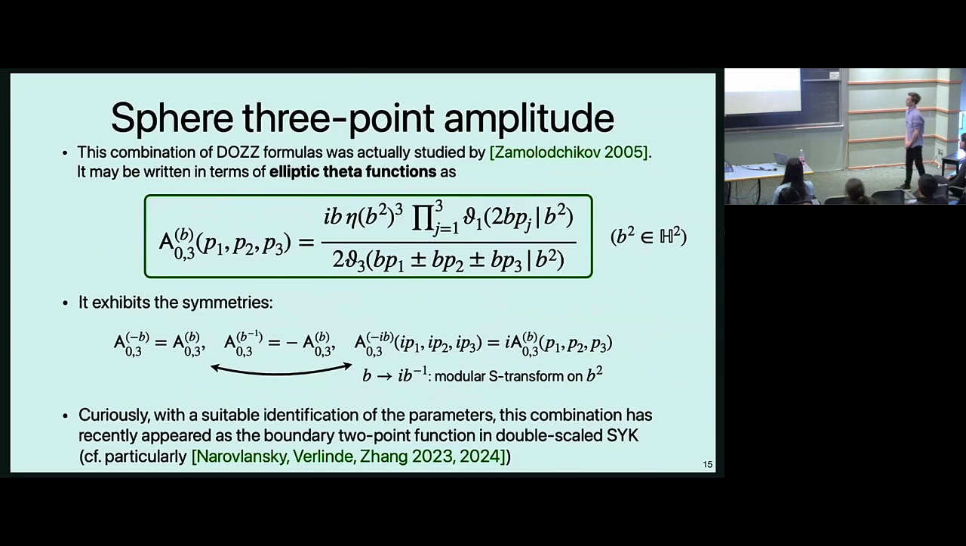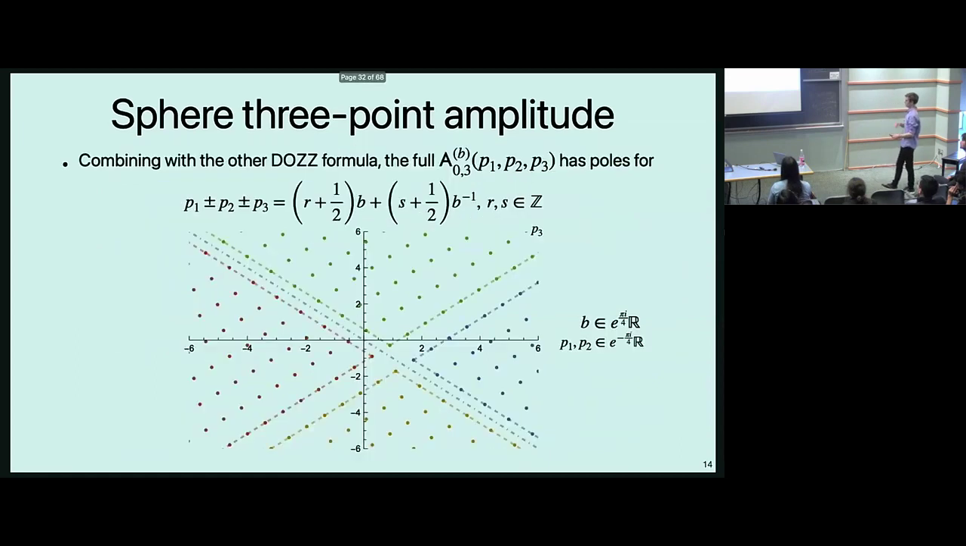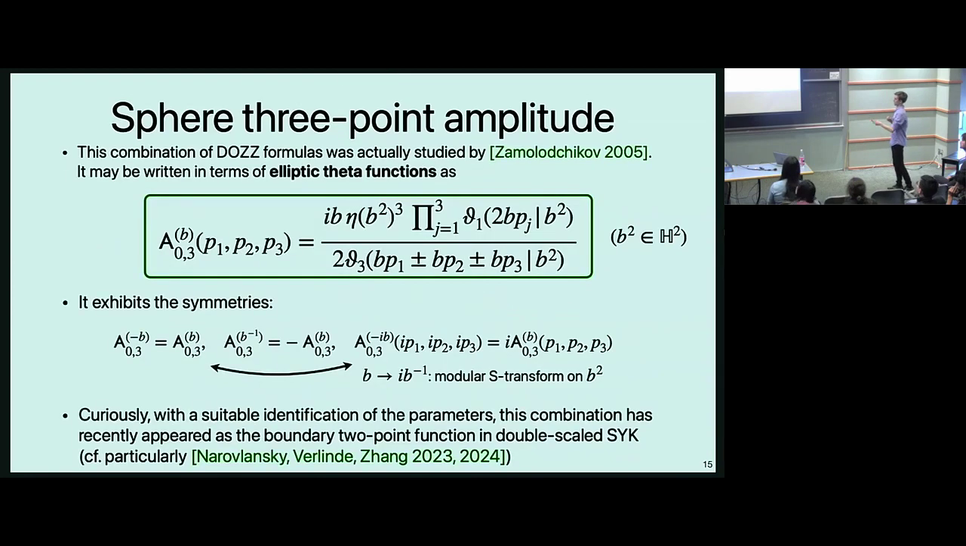Now, somewhat remarkably, this combination of DOZZ formulas was already studied by Zamolodchikov almost 20 years ago in a slightly different context. And what he showed was that, in fact, the full answer can be realized in terms of ordinary elliptic theta functions as follows. So this is the sphere 3-point amplitude. It depends on the three momenta, P1, P2, P3. And you have these theta functions, theta 1 that appear in this factorized way, and theta 3 that mix the three in the denominator. And it explicitly realizes these poles of the amplitude via the zeros of this theta function.